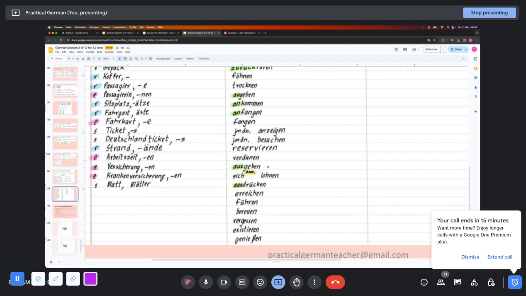Ausgeben. To go out? I don't know. Not to go out. Geben is to give. There are two kinds of people in this world: people who earn and save, and the other kind who earn and then they spend. Who spends here? Continue.